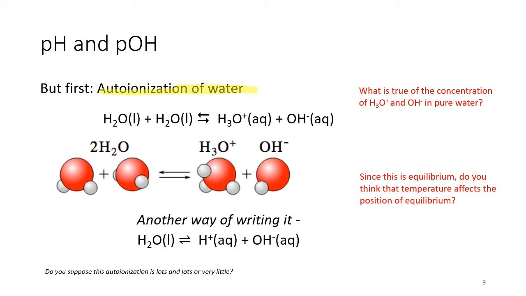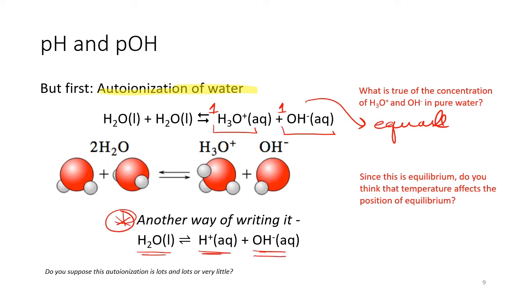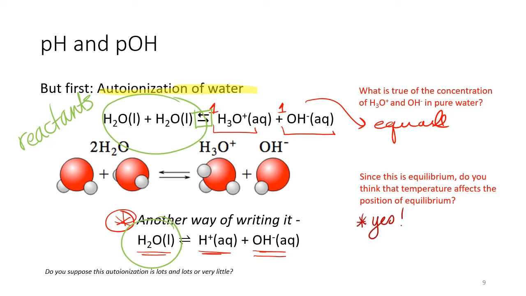Water ionizes in very, very low quantities to form a hydronium ion and a hydroxide ion. It's very important to note that they are in equal concentrations. So what is true? They are equal. And another way of writing it could be just water ionizing into its parts. You probably guessed this, but in this, reactants are highly favored. So, since this is equilibrium, do you think that temperature affects the position of that equilibrium? And you better say yes. So temperature has an effect on the position of equilibrium.